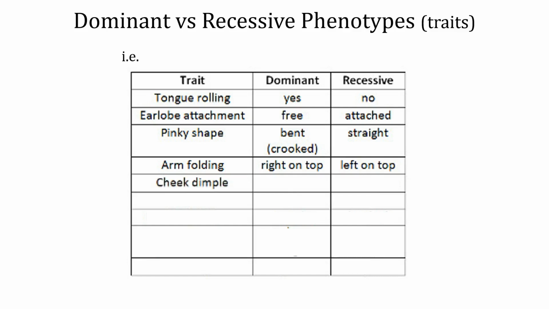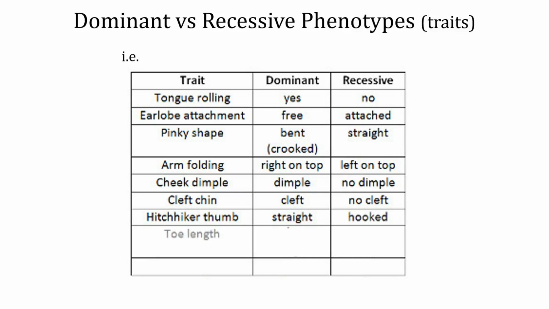A cheek dimple. Do you have dimples on your cheek? If you do, that's the dominant. And if you don't, that's recessive. A cleft on the chin. Is there a little dimple on your chin? If there is, that's dominant. If not, it's recessive. Hitchhiker's thumb. If you stick your thumb out like a hitchhiker, is it straight up and down or is it hooked? Those are the dominant and recessive there.